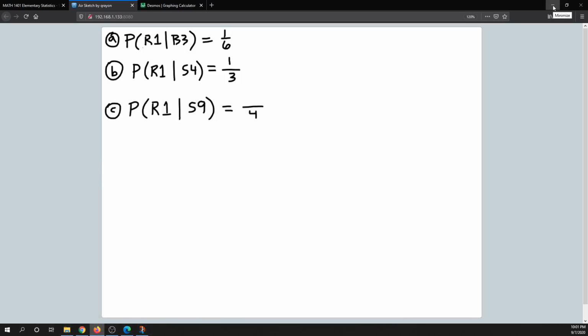So that would be our top number here. And 0 divided by 4, or any other non-zero number, is just 0. So the probability comes out to be 0 on that one, meaning that it's impossible. That can't happen. All right, and that is it on that example.